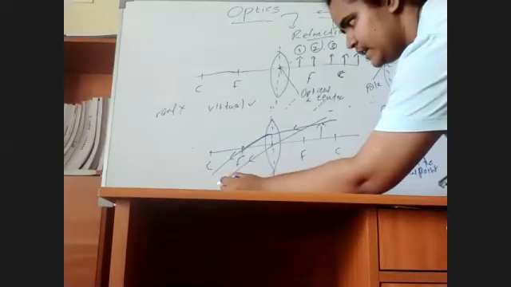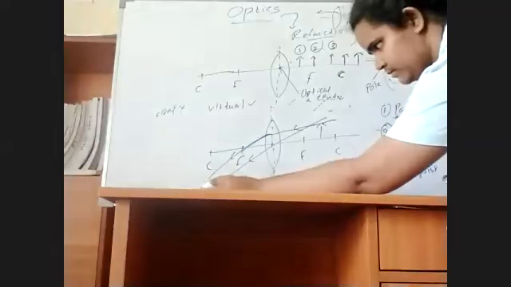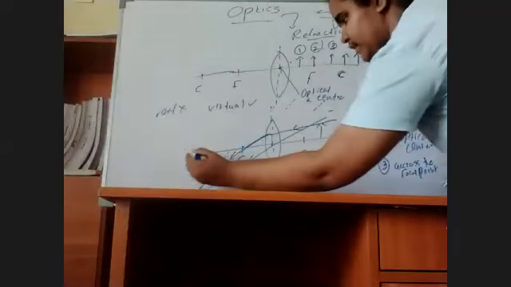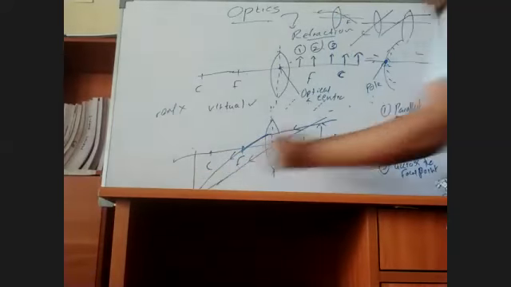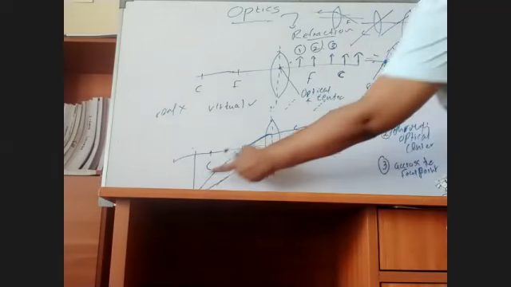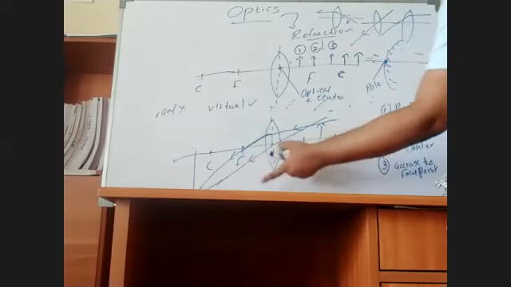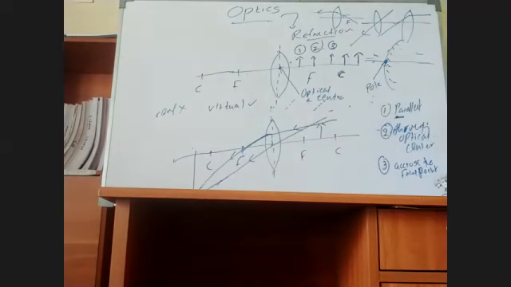Here we can see that it will meet somewhere else. I am going to extend it. Here the image will form like this. Now what can we say about the image formed? It is formed due to the real rays of light, not virtual rays.